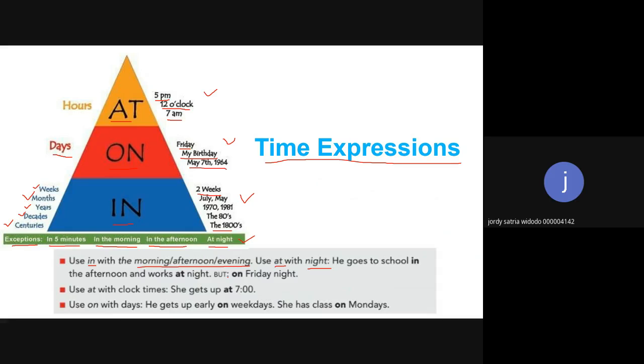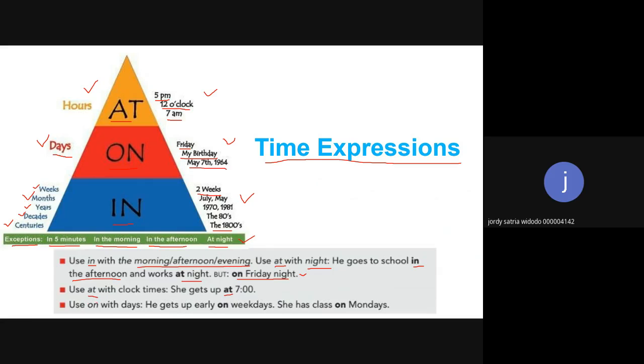And then, he goes to school in the afternoon. This is the example. In the afternoon. And works at night, but on Friday night. If the night is preceded by the name of the day, you need to use the preposition on. Remember, on is for the days. Use at with clock times. She gets up at 7. Like I said before, the time can be stated using the preposition at.